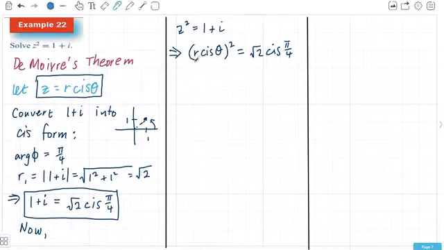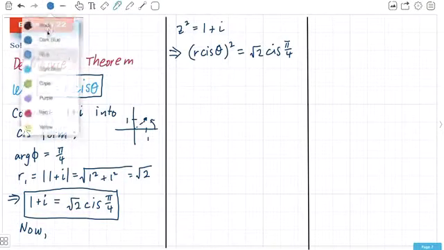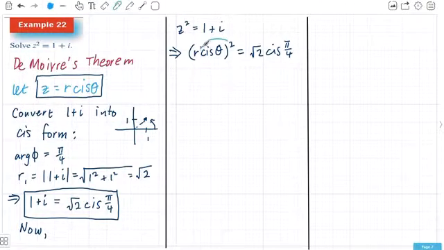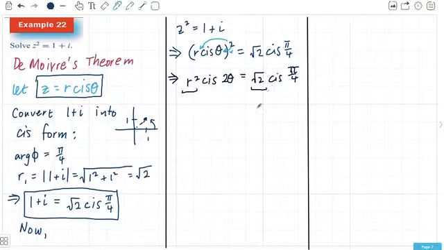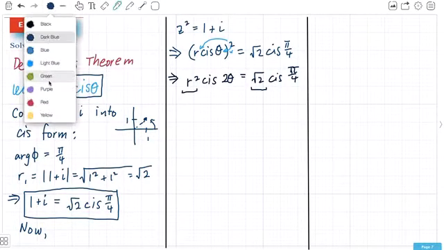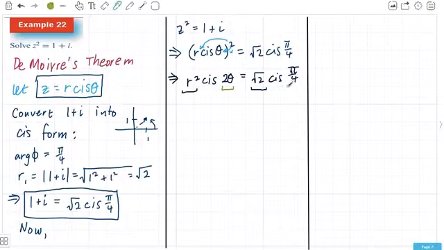Now I'm going to use de Moivre's theorem. Remember that when you have powers, the power becomes a power on the r, but it multiplies the angle. So we're going to have here r squared cis 2 theta equals root 2 cis pi on 4. Let's put the pi there properly. Now we can equate the different parts of this equation. Remember that the magnitudes out the front need to be equal to each other, and the angles need to also be equal to each other.